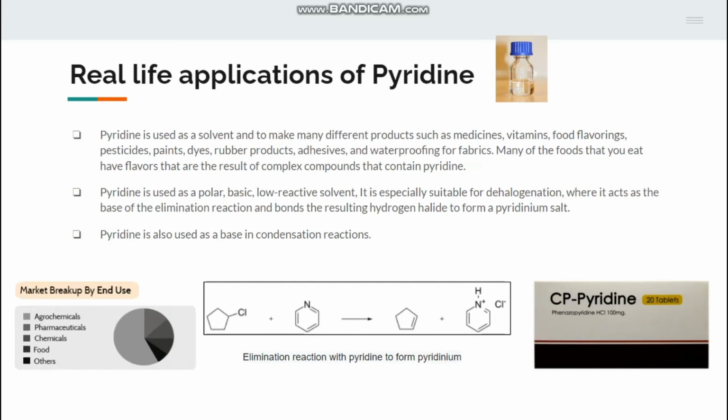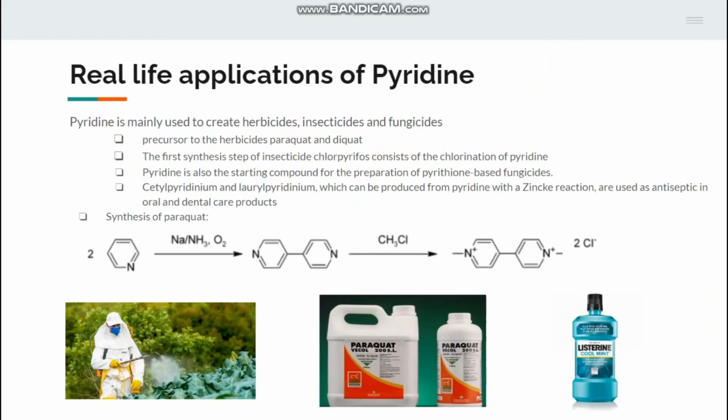Many of the foods that you eat have flavors that are the result of complex compounds that contain pyridine. Pyridine is used as a polar, basic, low-reactive solvent. It is especially suitable for dehalogenation, where it acts as the base of the elimination reaction and bonds the resulting hydrogen halide to form a pyridinium salt. Pyridine is also used as a base in condensation reactions. Pyridine is also mainly used to create herbicides, insecticides, and fungicides, as well as antiseptics in dental products. Paraquat is one example of a herbicide that contains pyridine.